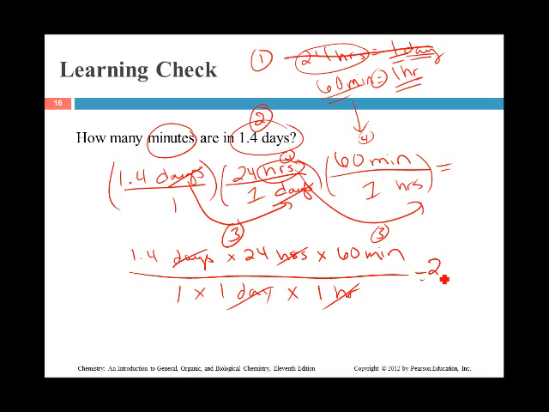That should come out to be 2,016 minutes. Now, 24 hours in a day and 60 minutes in an hour are both definitions, so we only have to worry about the significant figures in our first number. So it would be 2.0 times 10 to the 3 minutes.